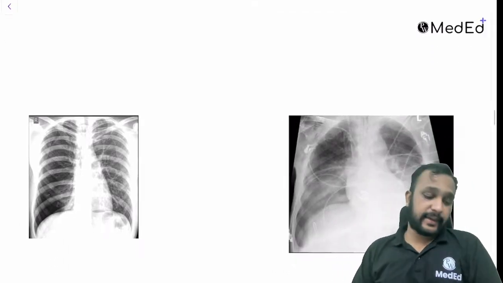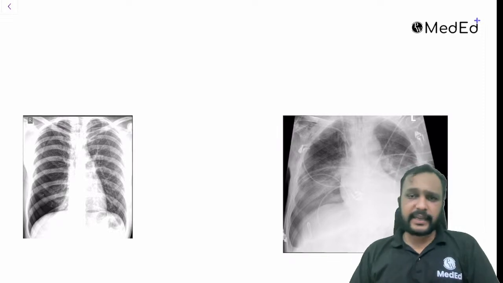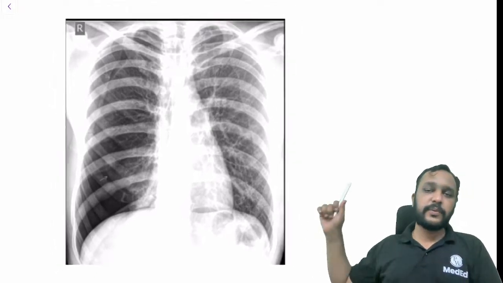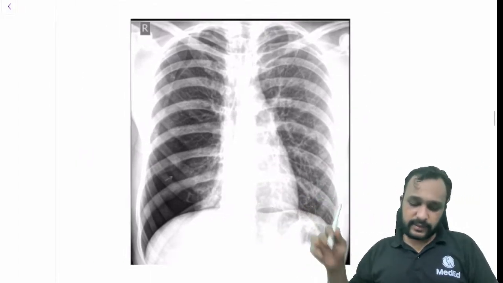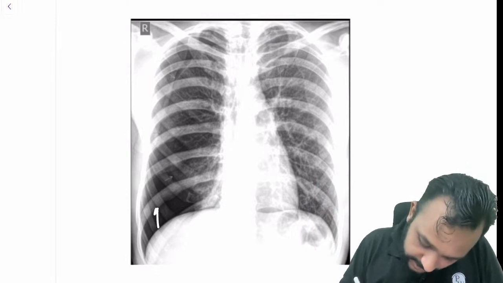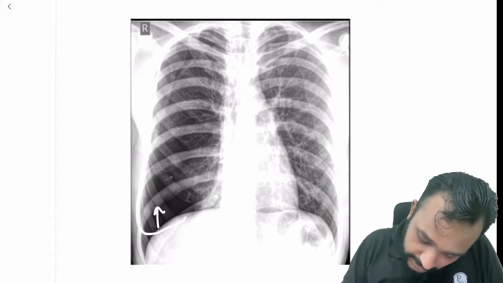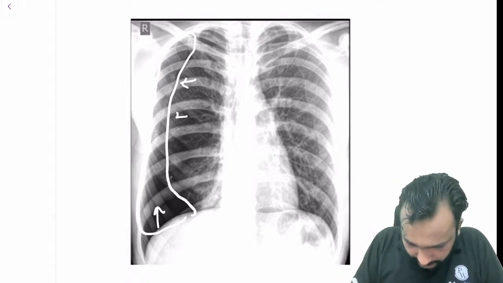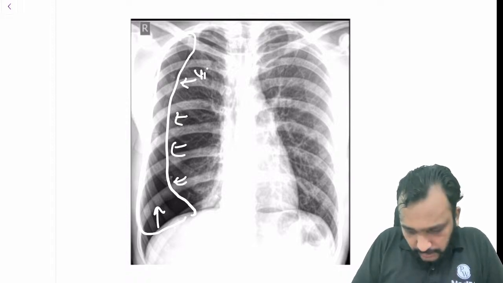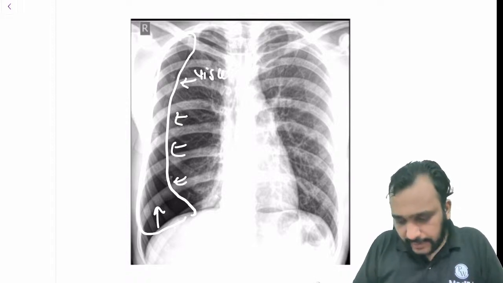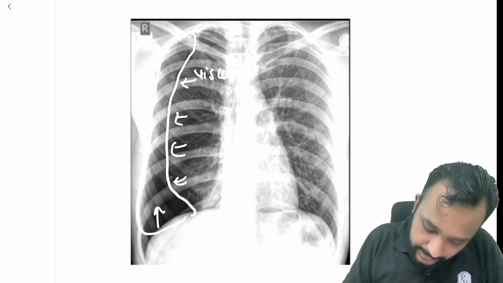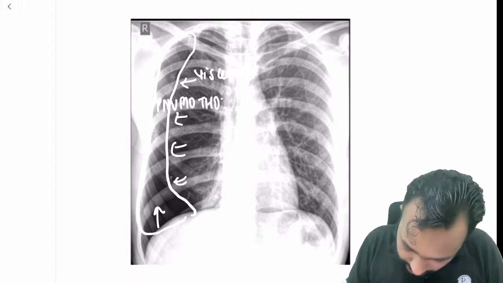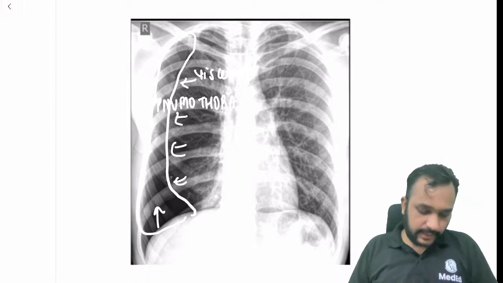Now another important X-ray that can be asked in your FMG exam. Okay, so if you look at this X-ray, you will see that there is an area of lucency. Area of lucency can be seen in the right lung. Along with the area of lucency, you can see that there is a linear line, that is the visceral pleural line. So visceral pleural line along with area of lucency is seen in patients with pneumothorax, right?